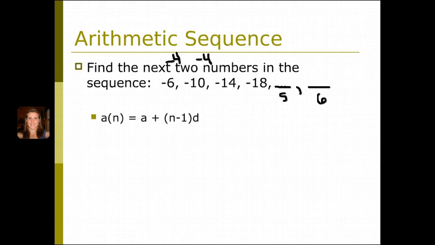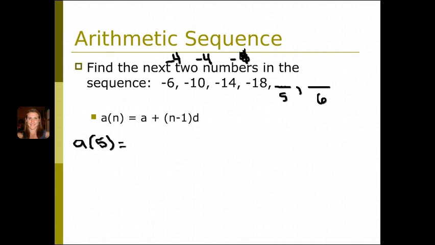-14 minus 4 gives us -18. Excuse me, that should be a 4. Make that correction. Okay, so we're subtracting 4 every time. That's our common difference. Therefore, if we're plugging this in, and I'm looking for my fifth term, I'm plugging 5 in for n, because n is the number I'm looking for in the sequence.